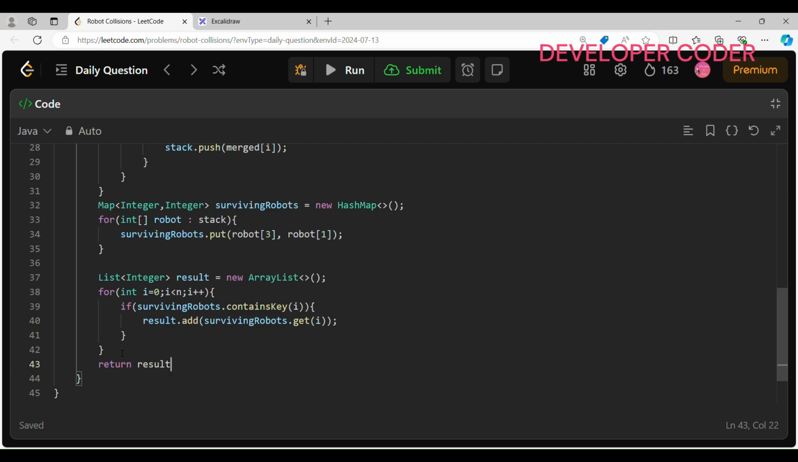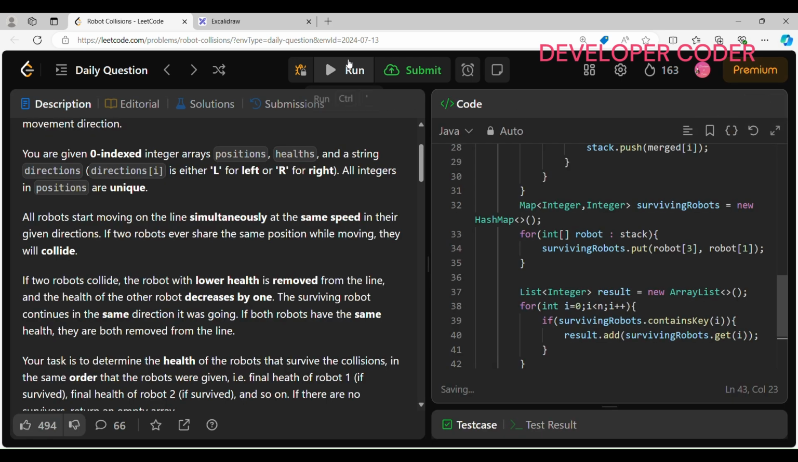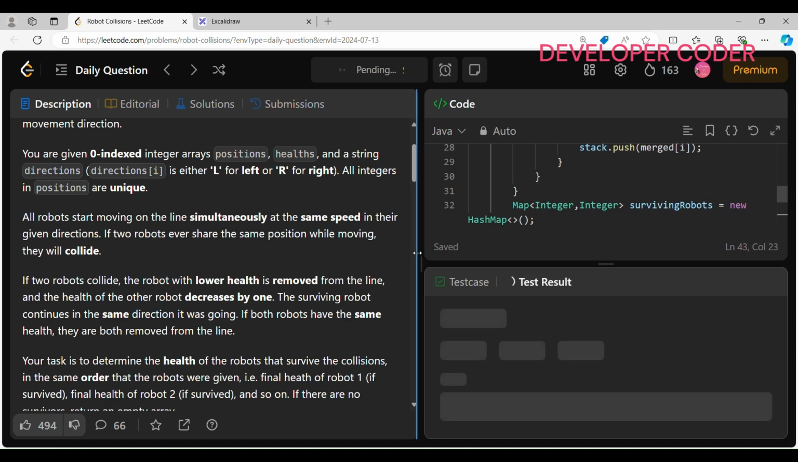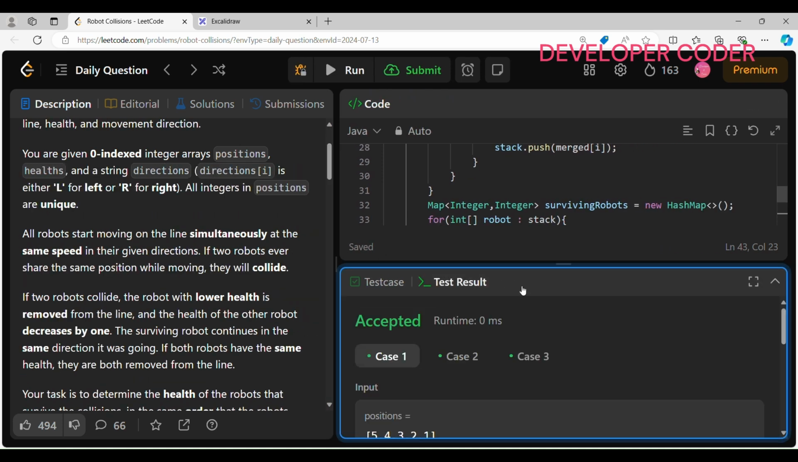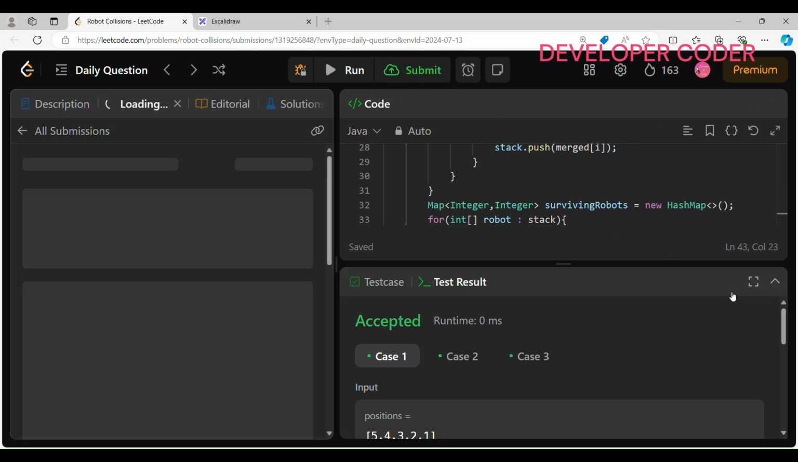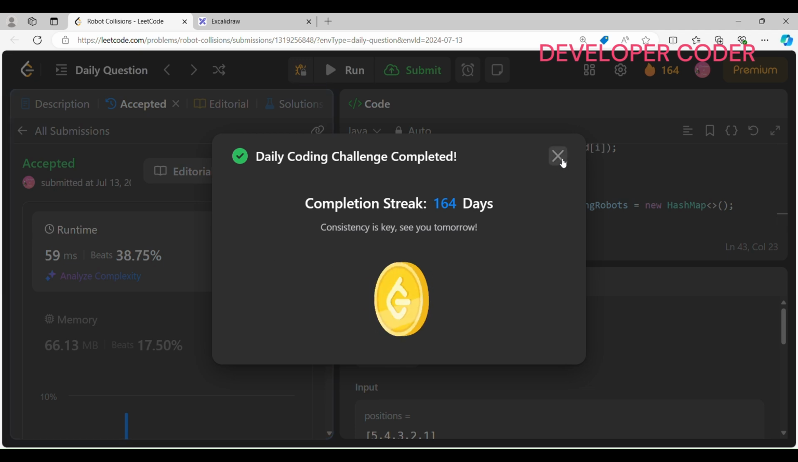That's it. Now let's run the code and see if there are any code issues. So all the test cases have been accepted. Now let's submit it. So see, our solution is accepted, right?